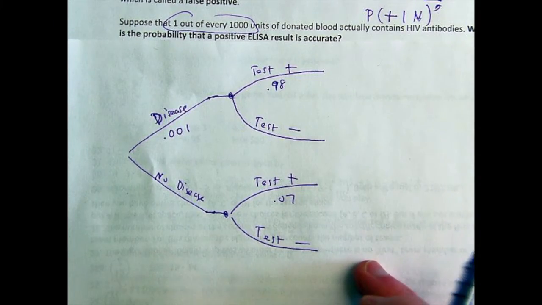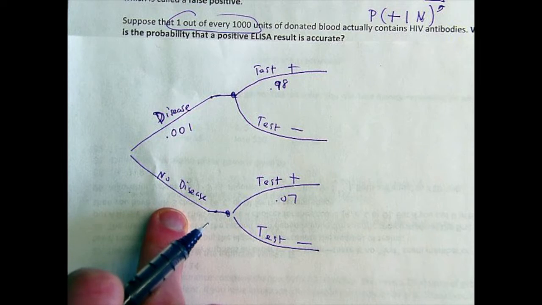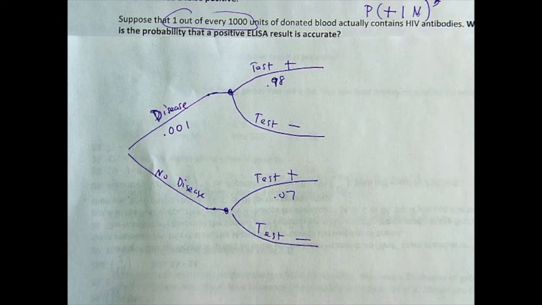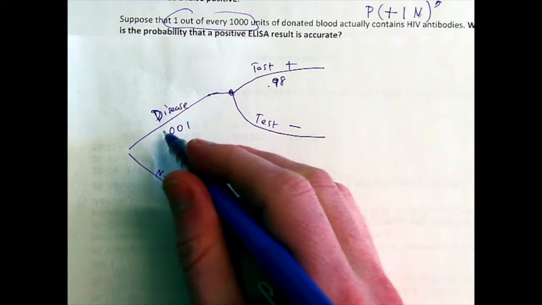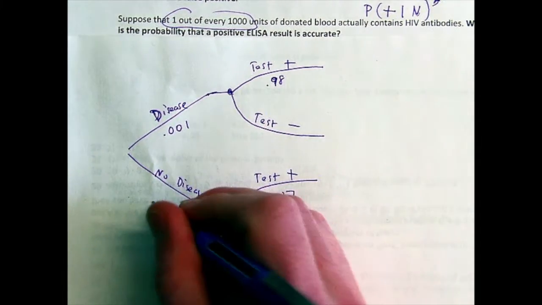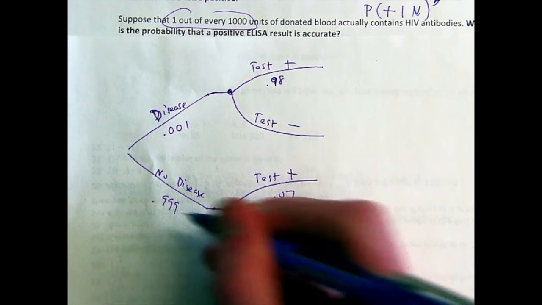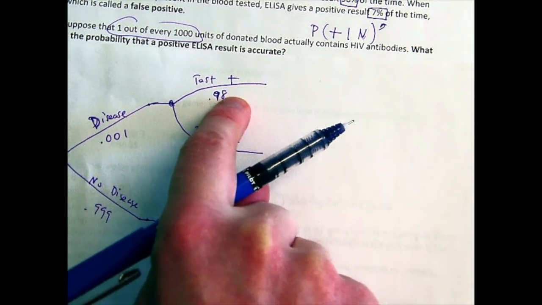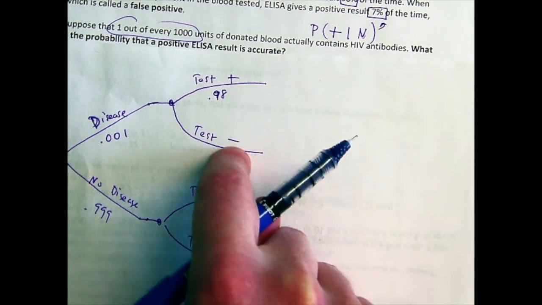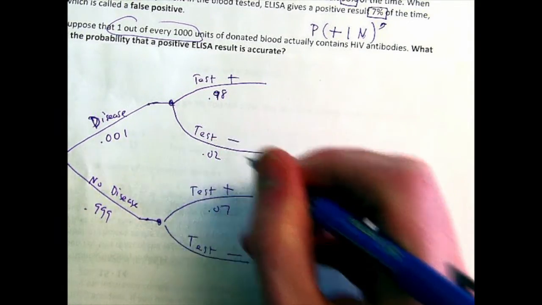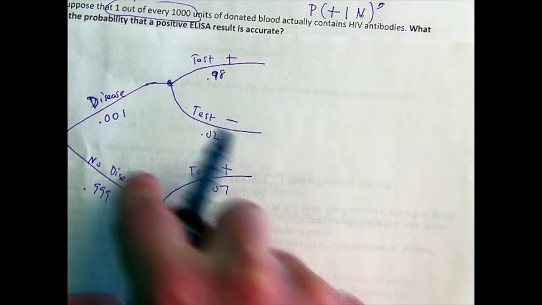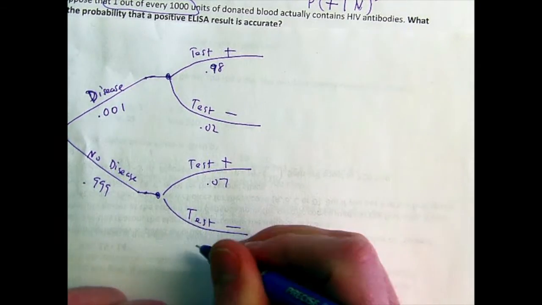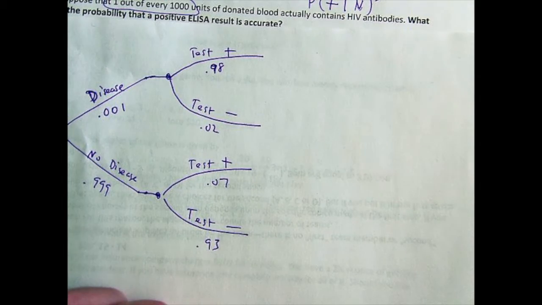So for one thing, this branch here can be computed by recognizing that this probability plus this probability has to add up to 100%. Okay, if the probability of having the disease is 0.001, then not having the disease is 0.999. And then the same thing here. Assuming that the person has the disease, if there's a 98% chance that they'll test positive, there's a 2% chance that they'll test negative. So 0.02 here. And then finally, same idea down here. Assuming they have no disease, the probability that they test positive is 0.07. Therefore, the probability that they test negative must be 0.93, the remainder.